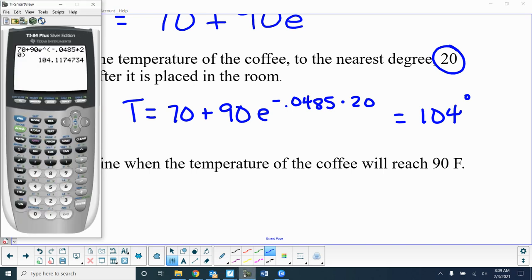I would put it in my y equals that formula, 70 plus 90 e to a power, so second ln for that e to the power, and then negative 0.0485. You don't have a t, so just use x, all right, and then close it up. Okay. And then just go to your table.